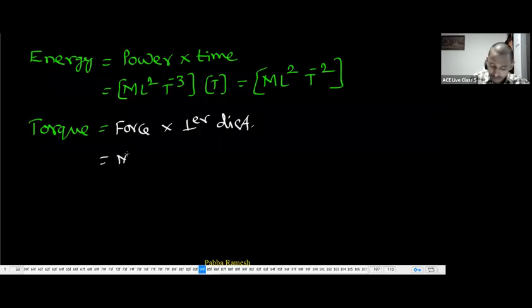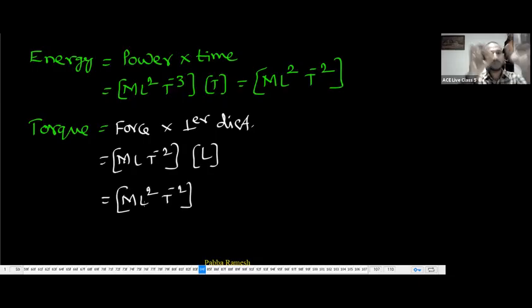What is force? MLT minus 2. Distance L. Of course, distance is L only, but perpendicular distance is to be clear. Therefore, ML square T minus 2. All these are the things you know generally, basic points from the physics point of view. Okay. Now I'm taking our system. I'm taking two systems in electrical engineering, that is electrostatic system.